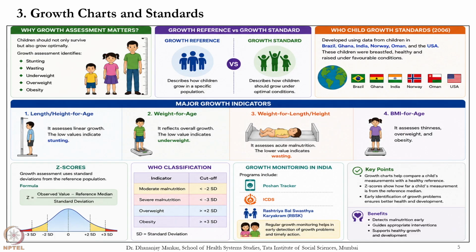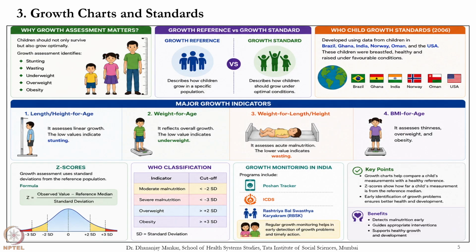Then there are Z scores. Growth assessment uses standard deviations from the reference population. The Z-score formula is: Z equals observed value minus reference median, divided by standard deviation.